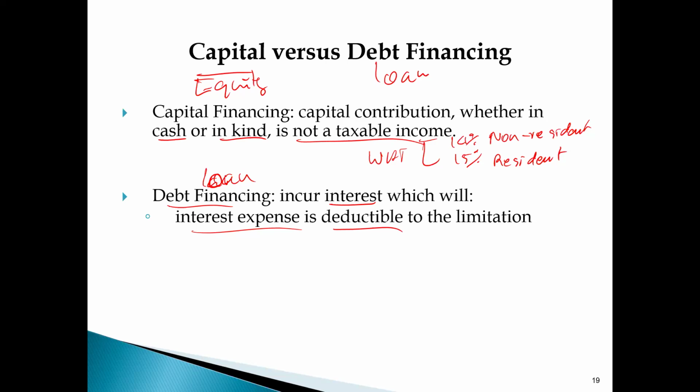You need to remember this. First of all, you need to pay withholding tax. And next, for the interest you pay, you need to take into account the limitation of deductions, right? Maximum interest deduction equal to 5%? No, incorrect.